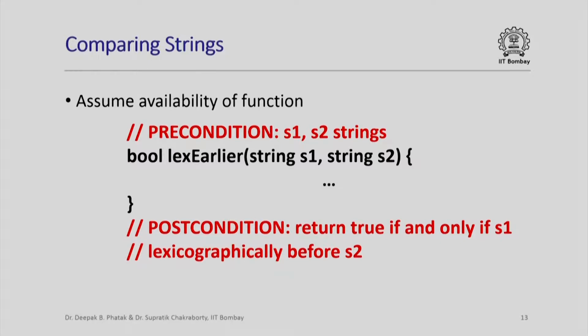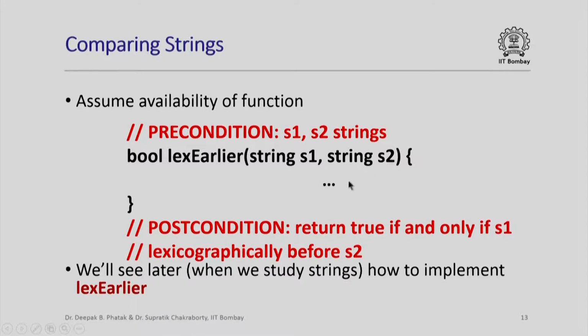For the time being, let us assume that we have a function available to us. Let us call it lex earlier. It takes in two strings. Recall, string is a C++ data type. So it has two strings as input parameters, and it returns a boolean value, and the returned value is true if and only if string S1 appears lexicographically before S2. Now we will see later when we study strings how to implement the body of this function, but for the time being let us just take this contract view of this function.